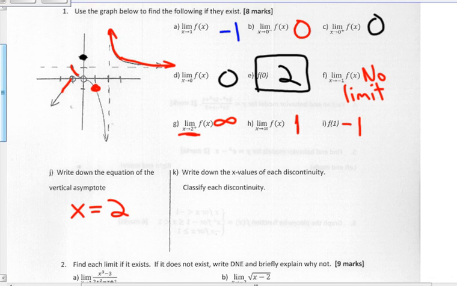Next, we're looking for where the discontinuities are. And our intuitive definition of discontinuity, or points of discontinuity, is where you have to lift your pen. So I'm going along the graph like this. I have to lift my pen at x equals -1. Keep going along the graph. I'd have to lift it at x equals 0. Keep going along. I'd have to lift it at x equals 2, and then never again.